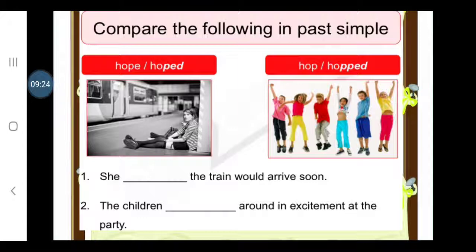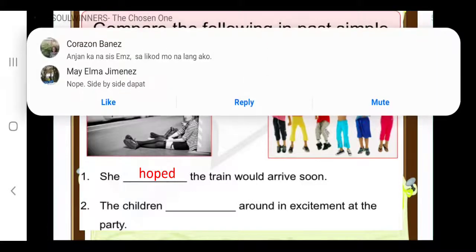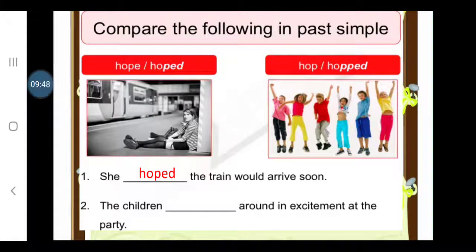Okay, this is a wish. Is she going to wish, or she has made a wish already? So let's see if you say hope or you say hoped. If you chose hoped, you are correct. She hoped the train would arrive soon. Okay, so it's something she thought in her heart. She's just sitting down there waiting for the train to come soon.